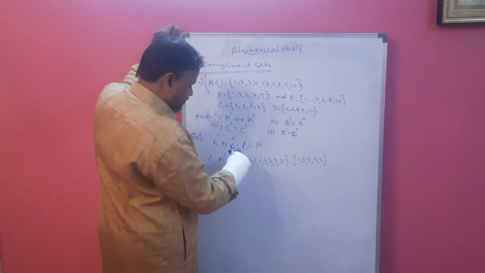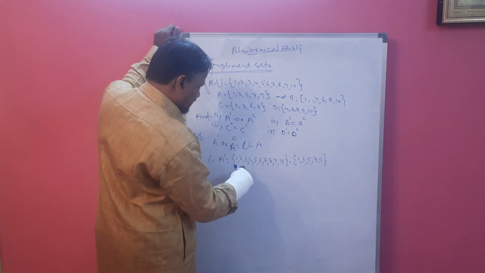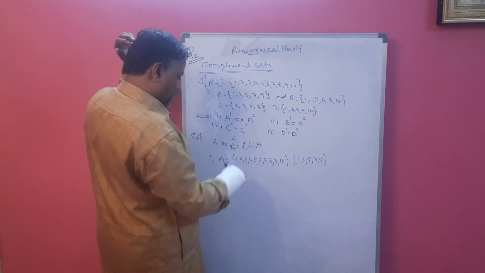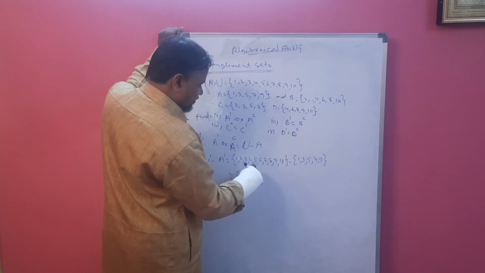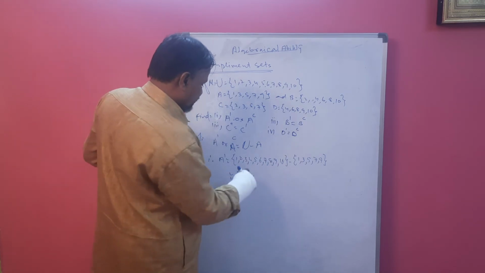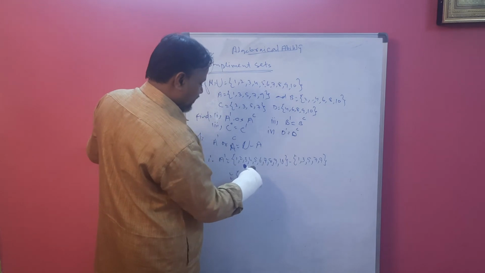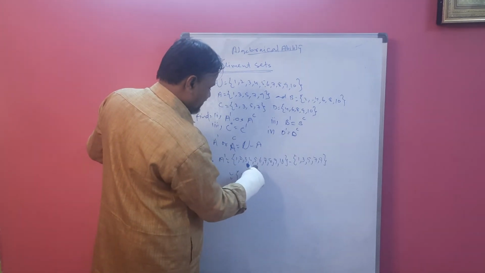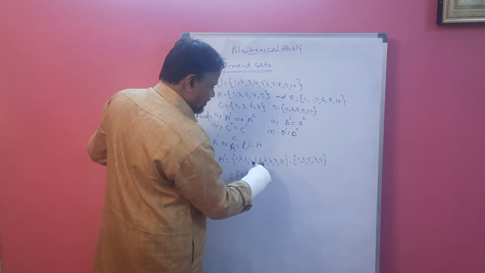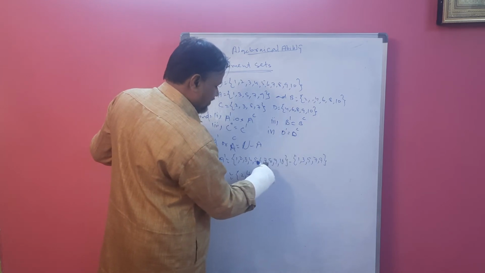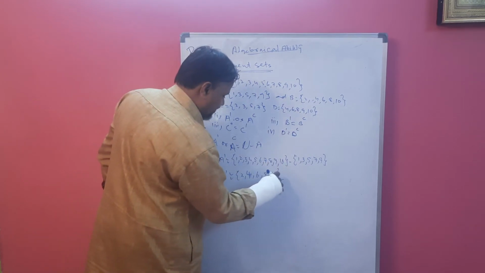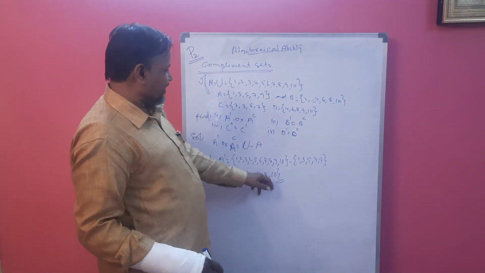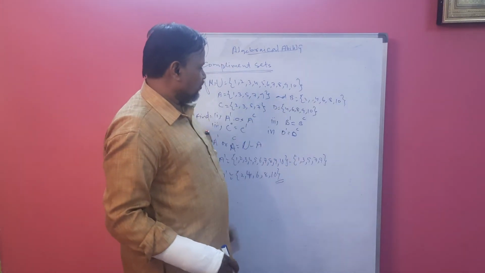2 is even, not there, so we left this number. 3 gone, 5 we have, 4 we have, 5 gone because odd are there. 6 we have, 7 gone, 8 we left there, 9 gone, 10. So this is our A complement. A complement here is what? 2, 4, 6, 8, 10. B set is there.